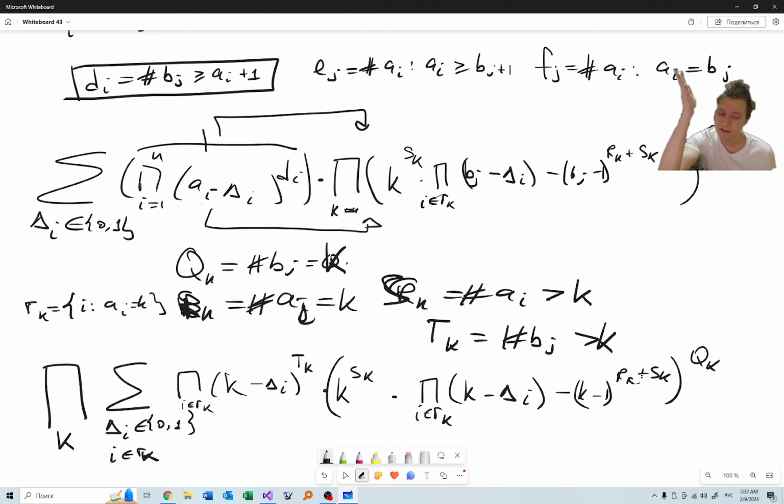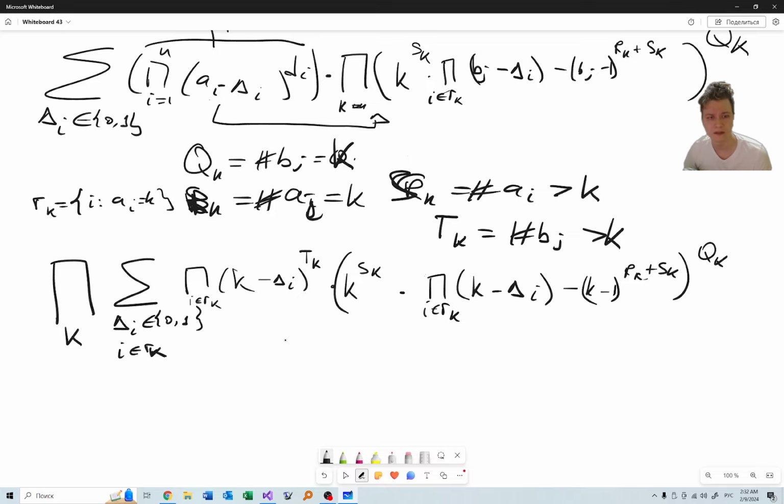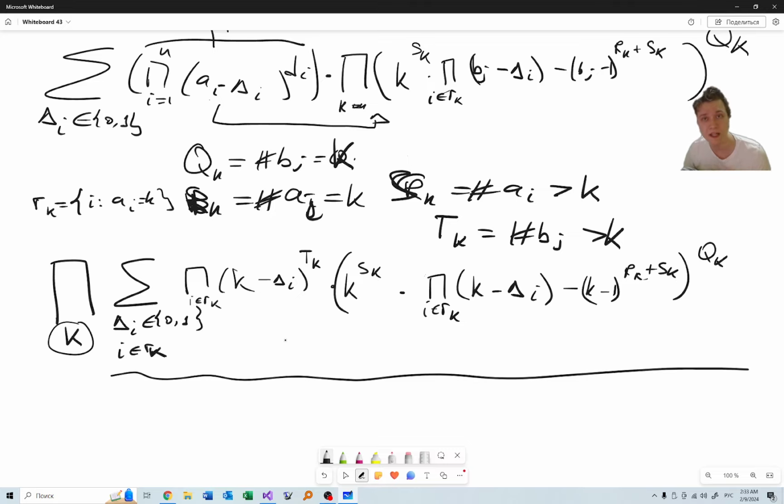Oh, so it is better than before because now I can write it as a function of only one k. So I have a fixed k. I have several a_i's which are equal to this k. And I have several b_j's which are equal to this k. I don't look into other pairs of numbers or anything like this. However, I still have this ugly summation. And I want to get rid of it. Let's try to do it.